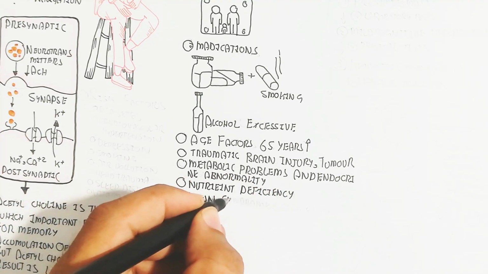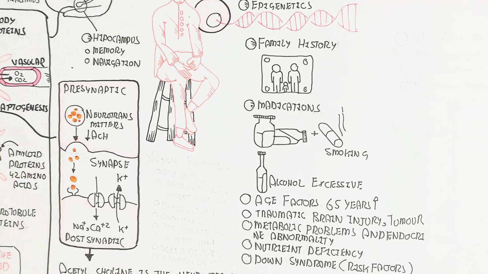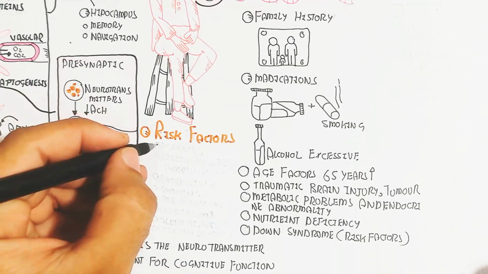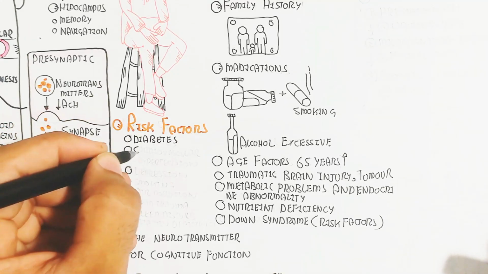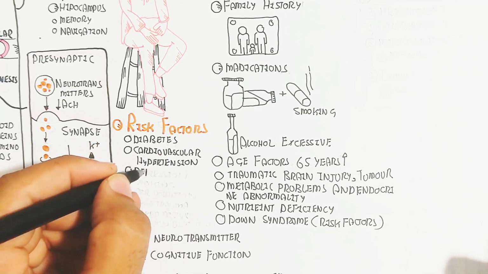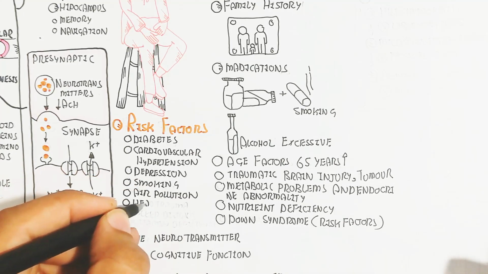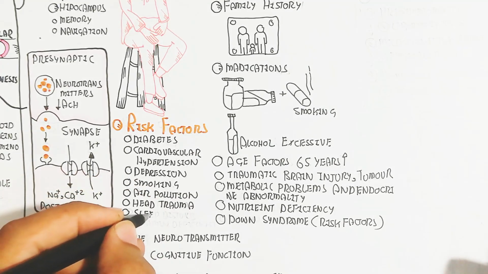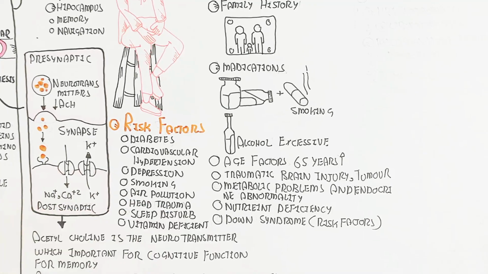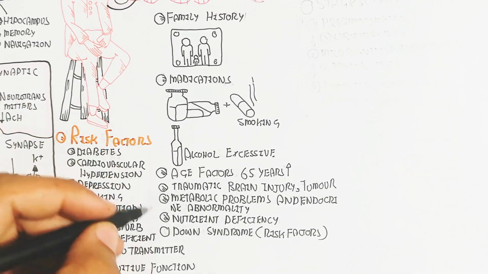The risk factor is basically Down syndrome, but the major risk factors are diabetes, cardiovascular disease, hypertension, as well as depression. Diabetes and cardiovascular hypertension will lead to vascular dementia. Also depression, smoking, air pollution, head trauma, and sleep disturbance. Head trauma is important for damage of the limbic system, and vitamin deficiency.